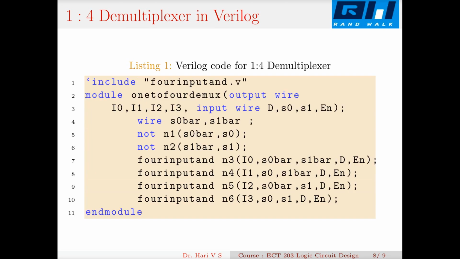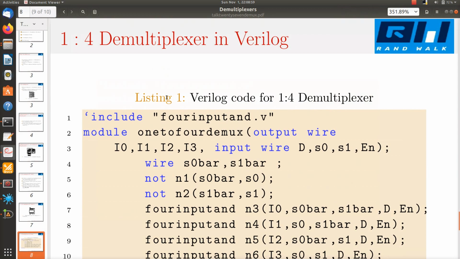Now I can have a 1:4 demultiplexer in Verilog also. What I need is to use the 4 input AND gate I made previously. So I use `include 4-bit AND.v to generate this 1:4 demultiplexer. Let me show you the code.